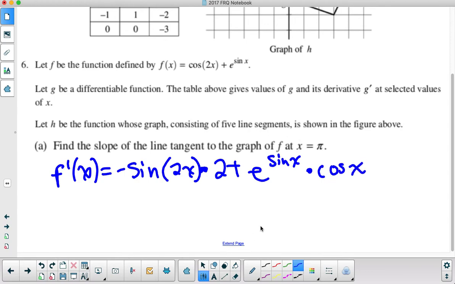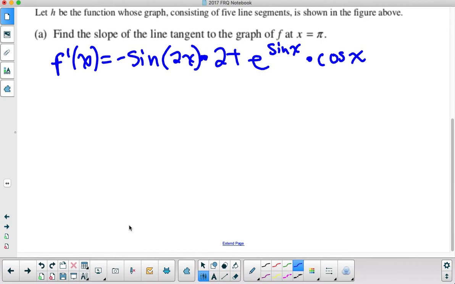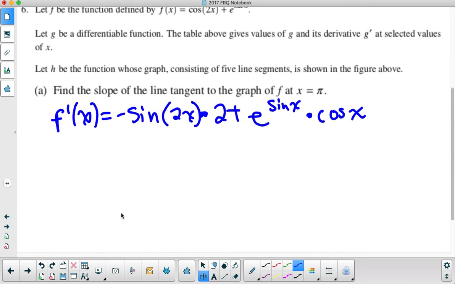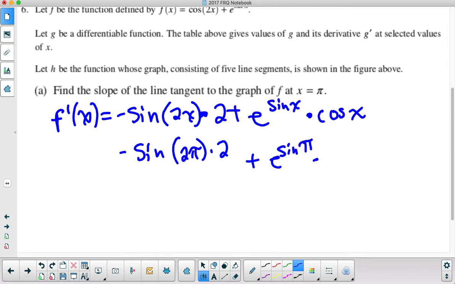I wouldn't even bother cleaning anything up because we're just going to plug pi in and simplify it, right? So first up here, negative sine 2 pi times 2 plus e to the sine pi times cosine pi. All right, so we got to clean all this up. Now, first part right here, I recognize sine of 2 pi, that's 0. So this right here is 0. That's out.